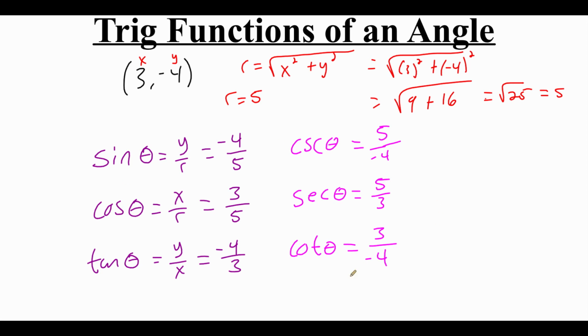So there's the 6 trig values based on this (3, -4) ordered pair. That's going to be it for this video.